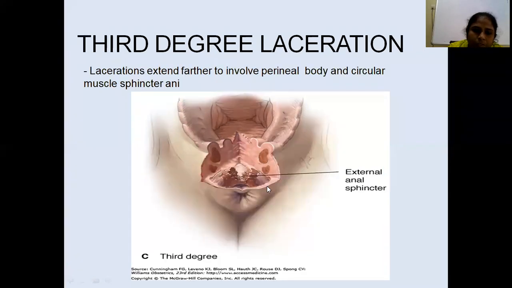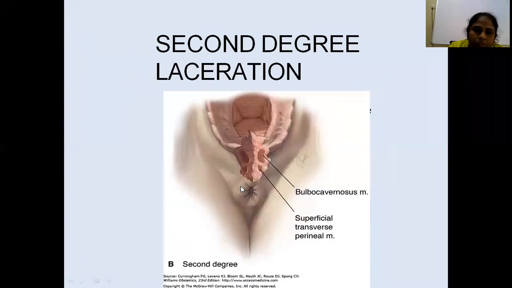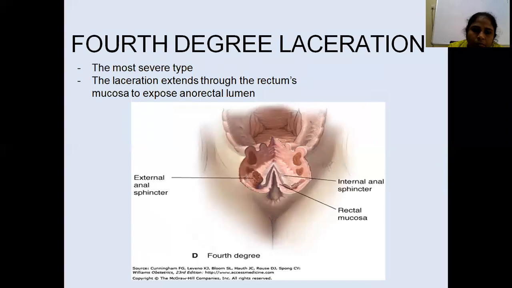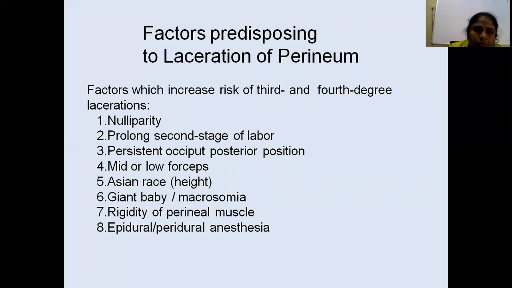In the previous picture, only some of the anal sphincter was involved. Sphincter involvement means the patient will have anal incontinence. She will not be able to hold her fecal matter. Then in a fourth degree laceration, the rectum, vagina, everything is connected here. The rectum is totally broken. So what are the etiologies of these perineal lacerations? Mainly nulliparity.